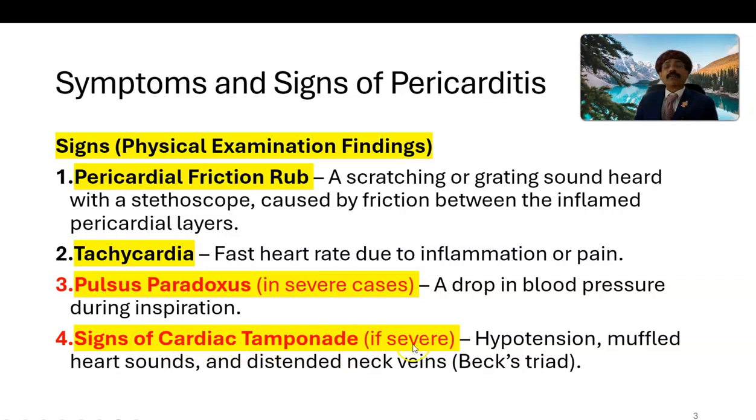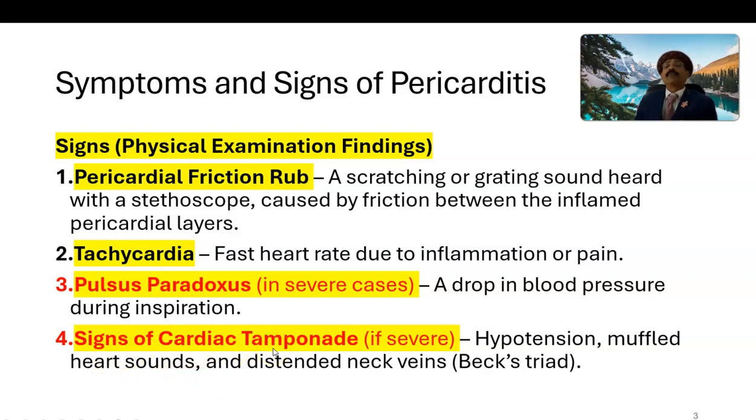Signs of cardiac tamponade: if severe, there will be hypotension, muffled heart sounds, and distended neck veins. We call it Beck's triad. So hypotension, muffled heart sounds, and distended neck veins, that is Beck's triad. This is a sign of cardiac tamponade.